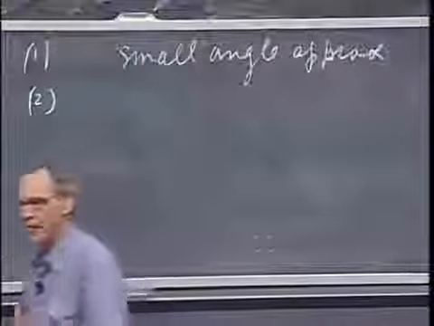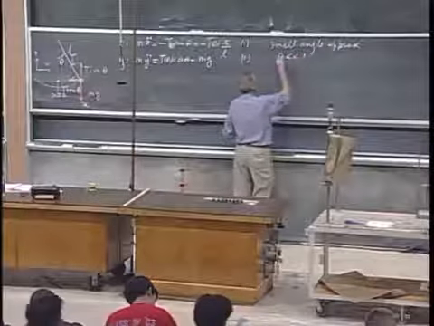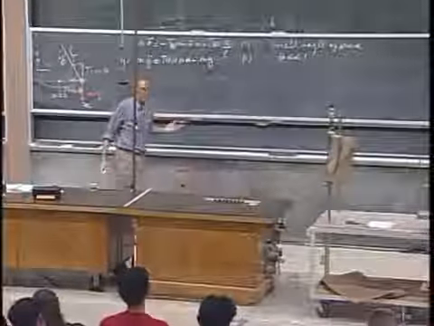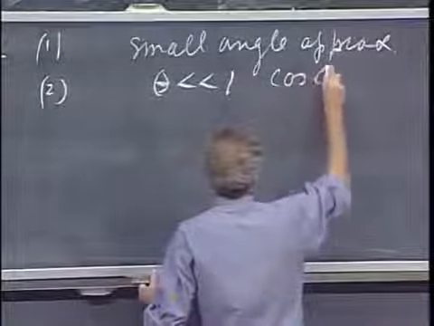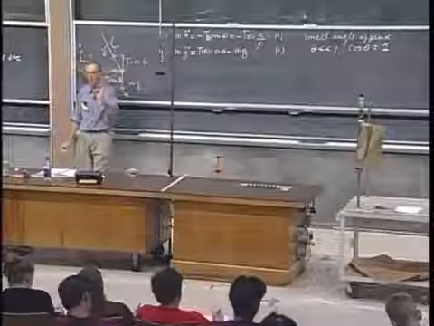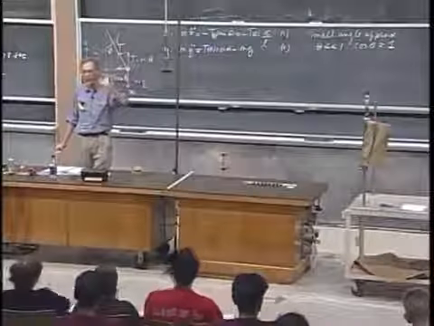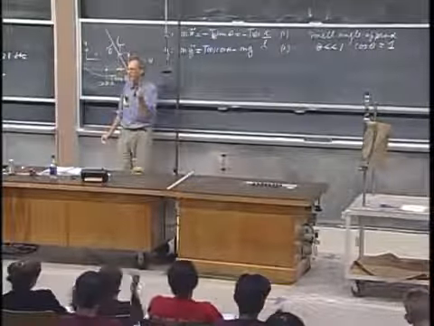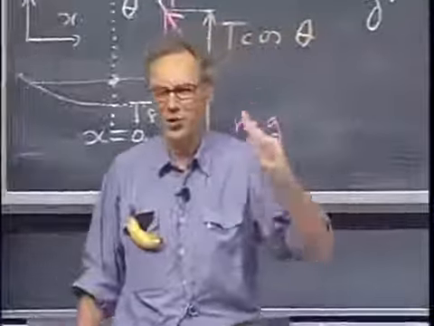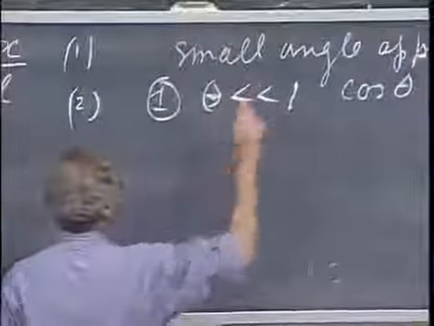Small angle. We will not allow theta to become too large. I'll be quantitative about what I mean by too large. When theta, which is in radians, is much, much less than 1, we call that a small angle. If that's the case, the cosine of theta is very close to 1. You will say, well, how close to 1? Okay, 5 degrees. The cosine is 0.996. That's close to 1. 10 degrees. The cosine is 0.985. That's only 1.5% different from 1. So even at 10 degrees, you're doing extremely well. So this is consequence number 1 of the small angle approximation.